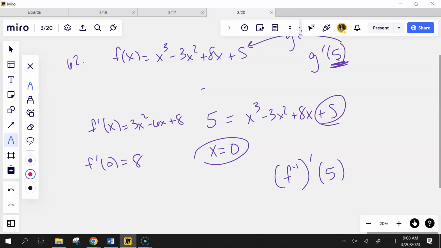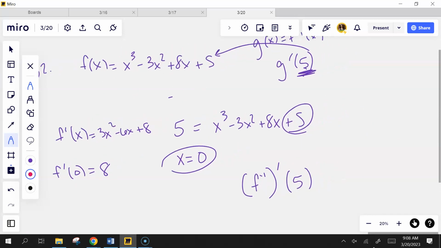All right, so you find where the original function, which is your f of x, equals this value. So where does it equal 5? Then you do f prime of whatever this is, and you flip.